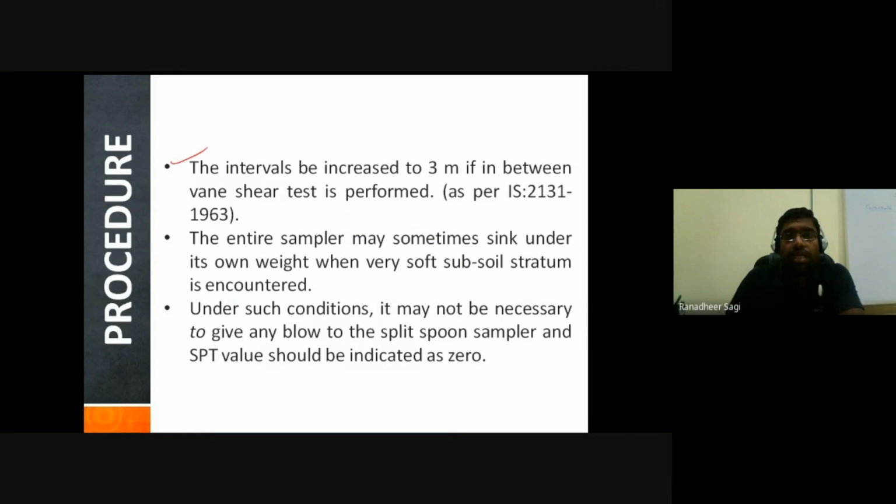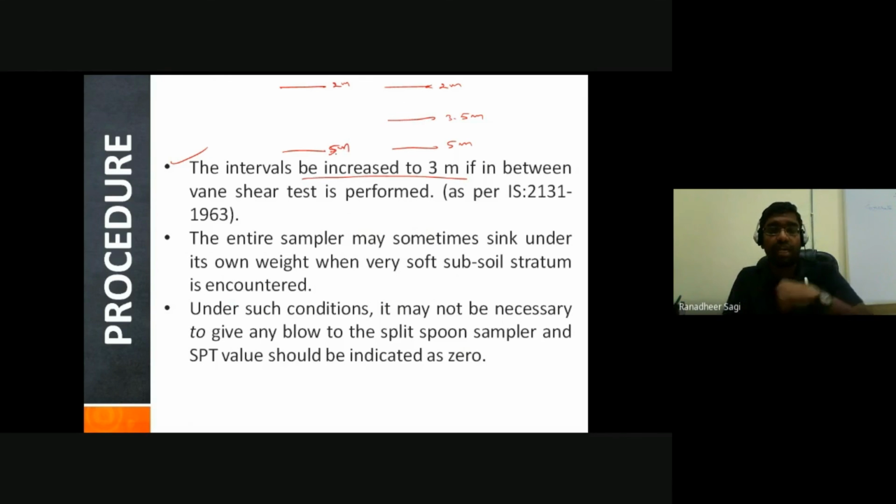The intervals may be increased even to 3 meters. As I told, if the SPT test is performed at a depth of, let's say, 2 meters, at the next depth of 3.5 meters we will perform the SPT test, and next at 5 meters depth. However, you can perform your SPT test with an interval of even up to 3 meters. So the interval between the previous SPT test position and the next SPT test position can also be even 3 meters.